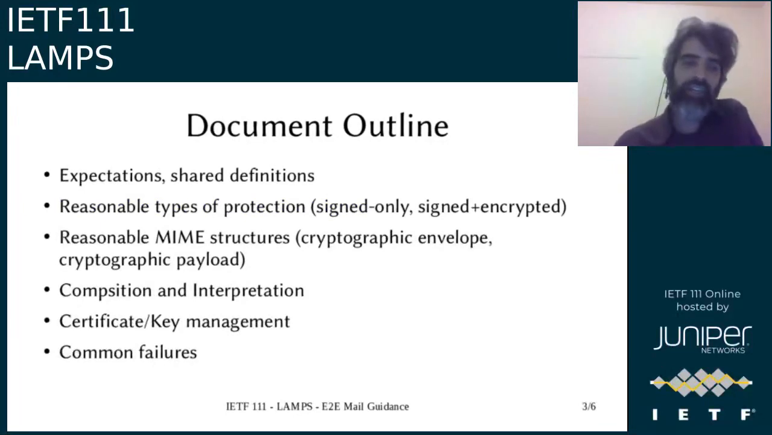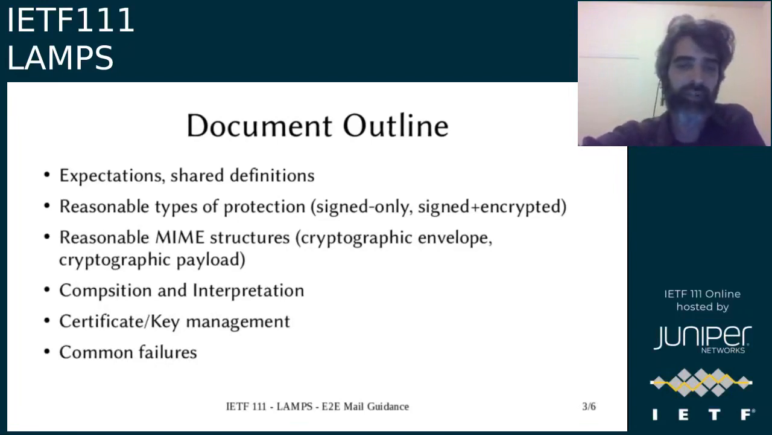So this is the outline of the document. If you've read the draft already, this is no surprise. We start off with expectations about what the user agent's goals are, and some shared definitions. We talk about what are reasonable types of protection. We say signed only, encrypted, and signed plus encrypted is really it. We are not in this draft encouraging encrypted only, but unsigned.